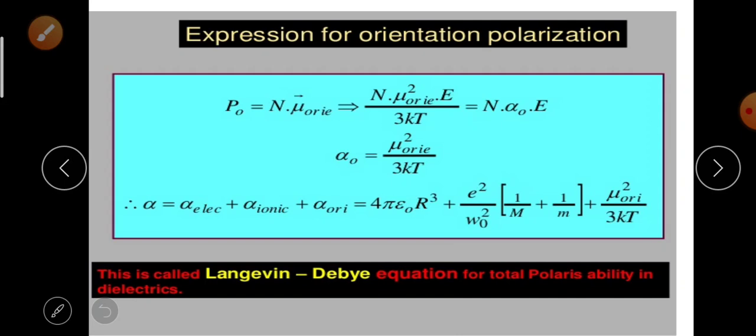Therefore, α is equal to α electric plus α ionic plus α orientation, which is equal to 4π ε naught r cubed plus E squared by ω naught squared into (1 by capital M plus 1 by small m) plus μ orientation squared by 3kT. This is called the Langevin-Debye equation for total polarizability in dielectrics.